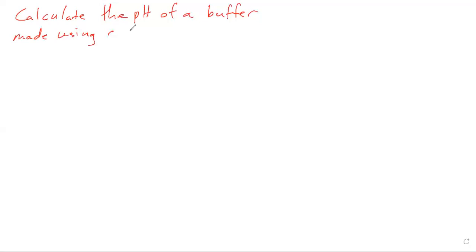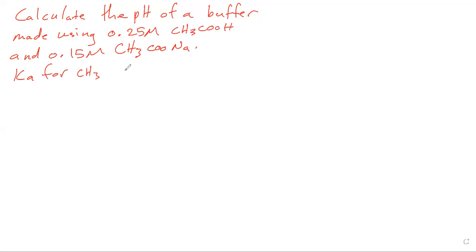All right, so let's calculate the pH of the buffer using 0.25 moles per dm cube ethanoic acid and 0.15 moles per dm cube sodium ethanoate. Let's say the Ka for the acid is equal to, I don't remember for ethanoic acid, but I'm just going to put a number, let's say 2.5 times 10 to the negative 4.